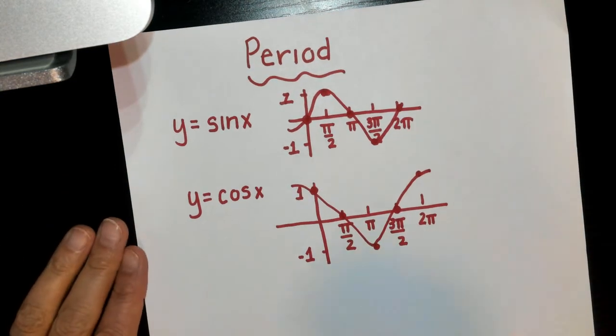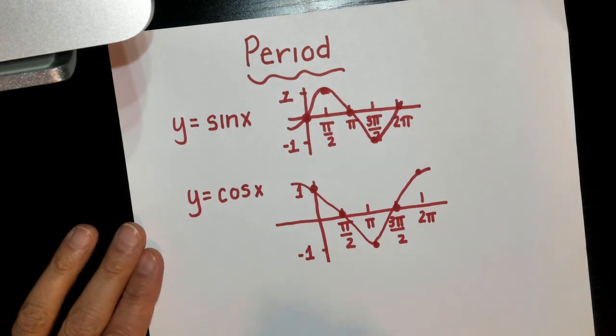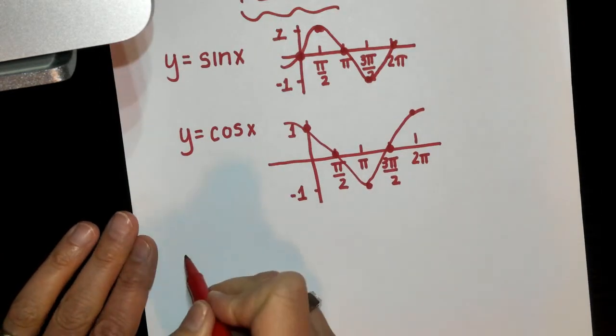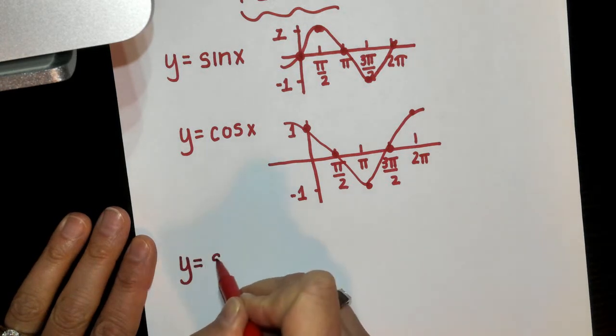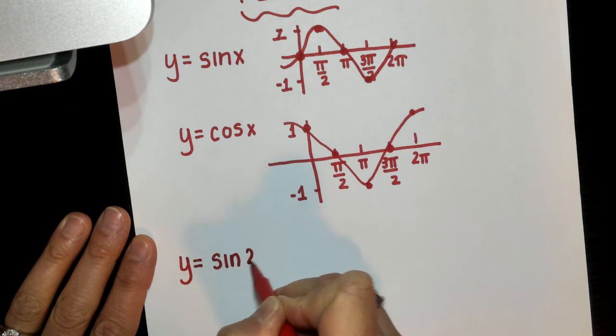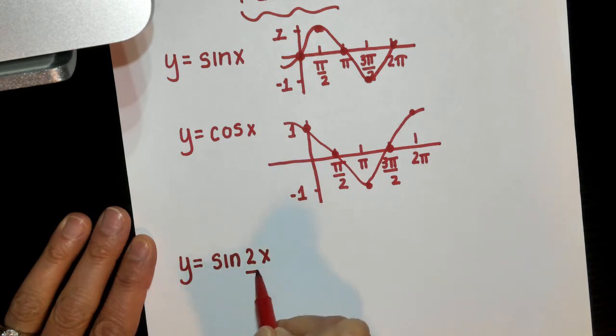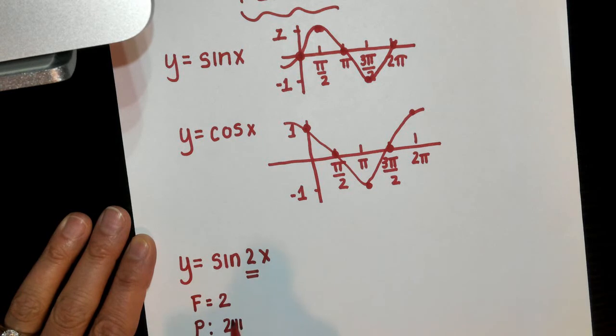All right, so period is calculated by frequency. So let's suppose I say y equals sine of 2x. Right here, remember, is where your frequency is. So your f is 2. To calculate your period, you take 2 pi and you divide it by your frequency. So that would be 2 pi divided by 2, or pi.